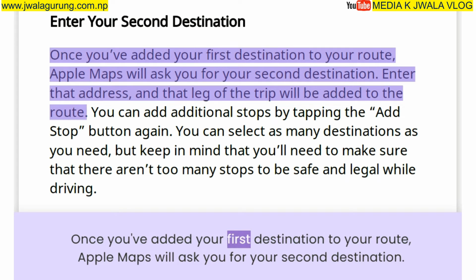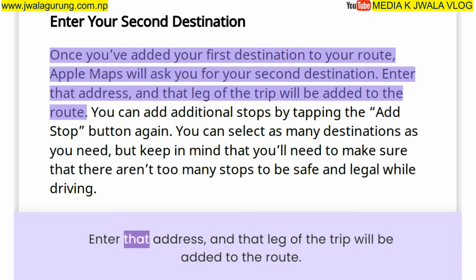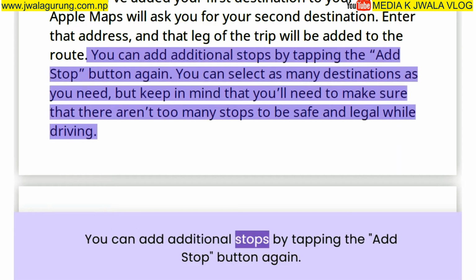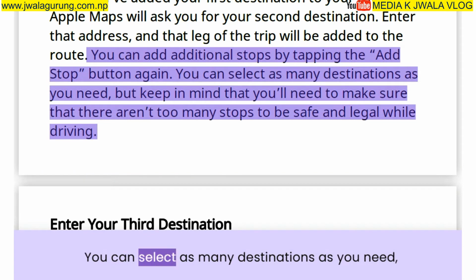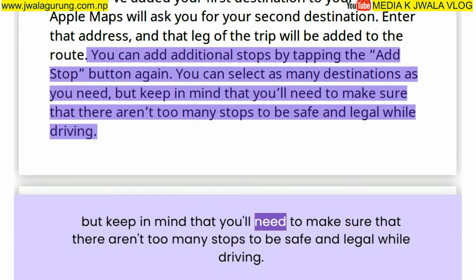Once you've added your first destination to your route, Apple Maps will ask you for your second destination. Enter that address, and that leg of the trip will be added to the route. You can add additional stops by tapping the Add Stop button again. You can select as many destinations as you need, but keep in mind that you'll need to make sure that there aren't too many stops to be safe and legal while driving.